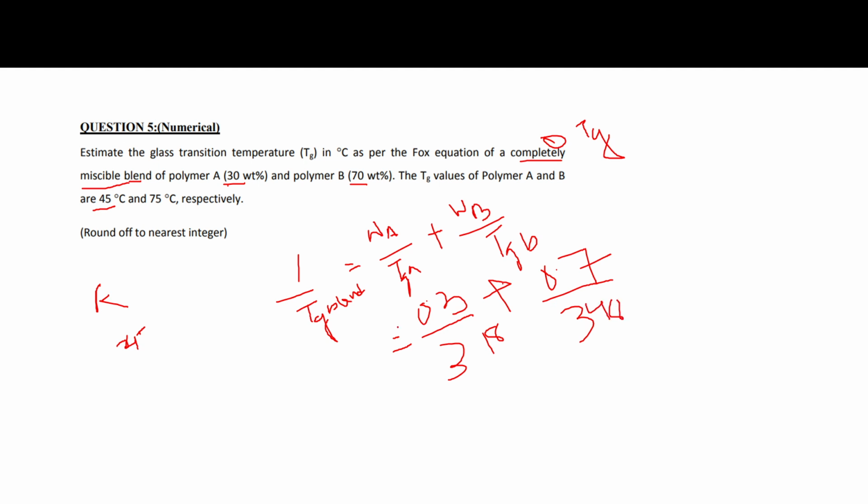Now we can calculate it. Then you will get the Tg in the Kelvin scale. Then again we have to convert it to degree centigrade, so you write the Tg in degree centigrade. So you can calculate it. 0.3, how much is it coming to, if you calculate it?